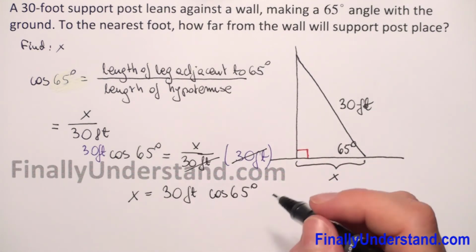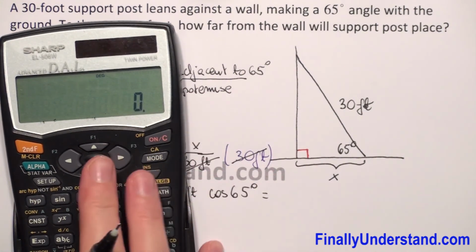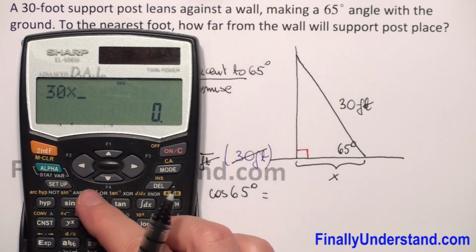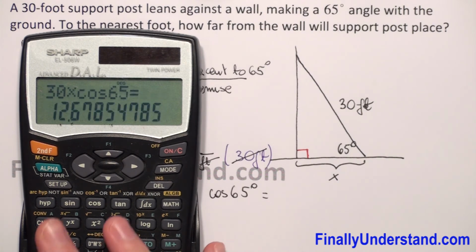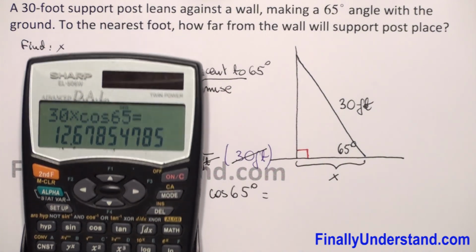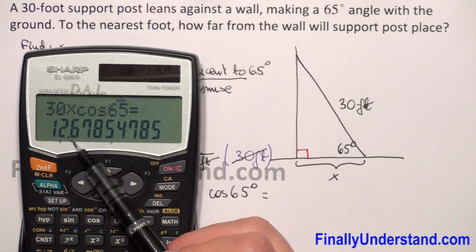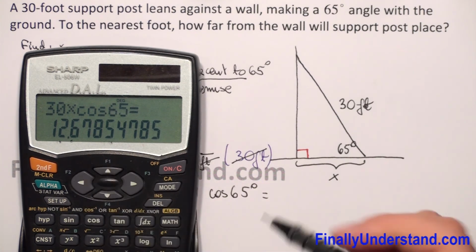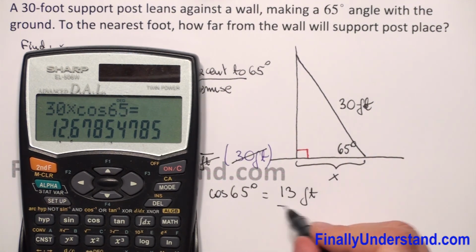angle. So now we will use a calculator. We have 30 times cosine of 65. This is equal to 12.67 and so on, because we have to have the answer to the nearest foot. So after the decimal point we have 6, so we have to add 1 to the 2. So it will be 13 feet. This is my solution.